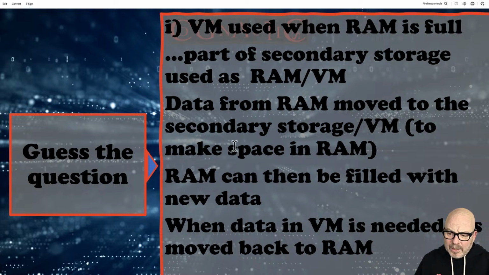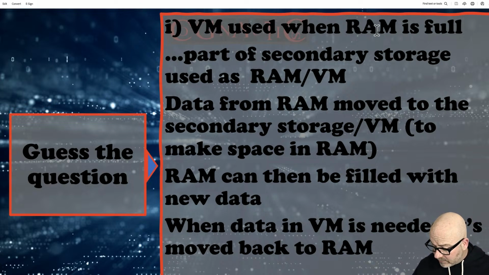Nasty one here. So this is VM, which stands for virtual memory, by the way. Virtual memory used when RAM is full. Part of secondary storage used as RAM or virtual memory. Data from RAM moved to secondary storage to make space in RAM. RAM can then be filled with new data. When data in virtual memory is needed, it's moved back to RAM. What was the question? So all of these little chunks here were in the marks.